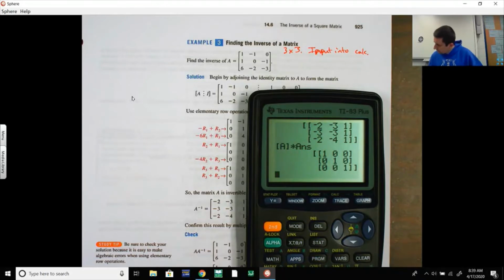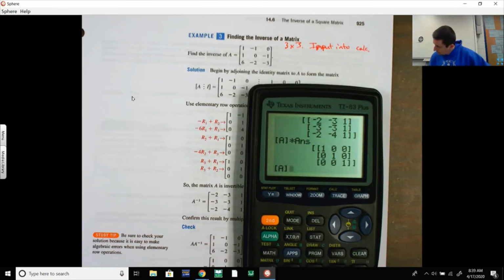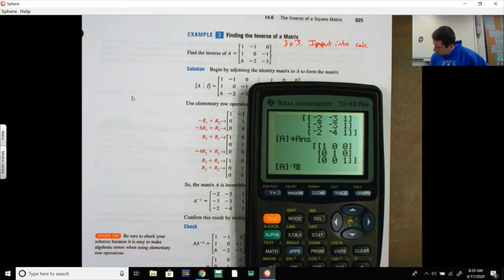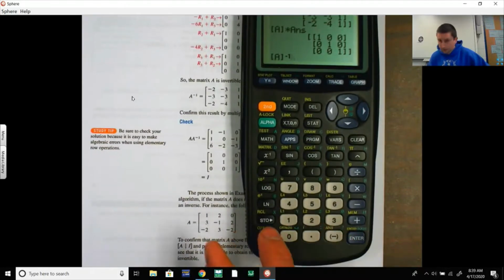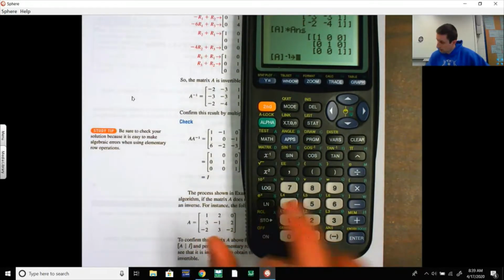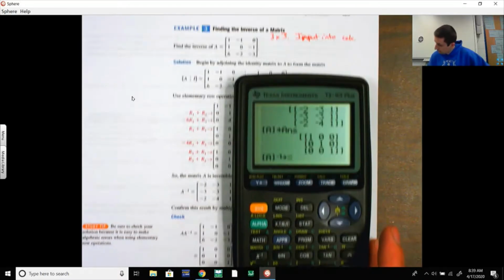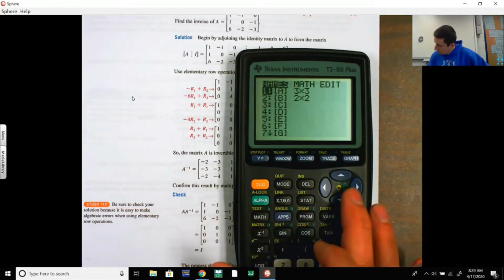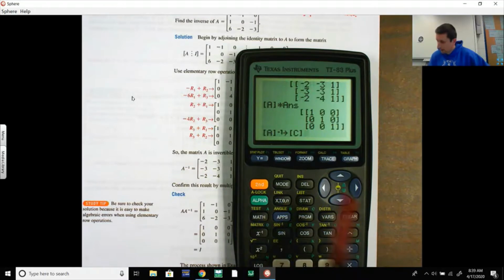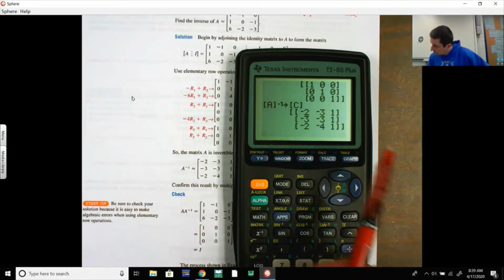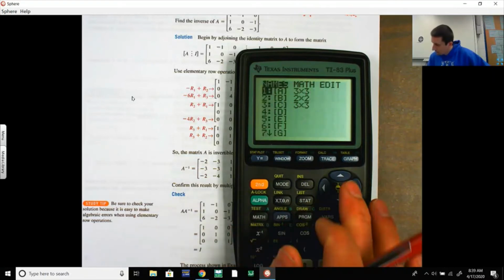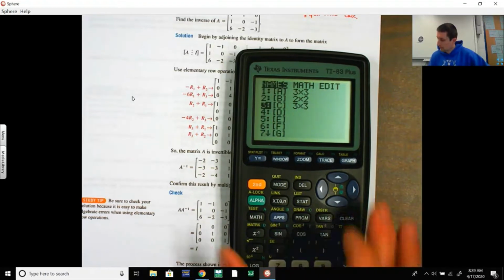I didn't look this up. Let's see if I can store that. If I want to take matrix A, find the inverse, and let's hit this store button right to the left of 1, STO with the arrow. Let's see, I haven't tried this yet. Let's store that into matrix, I'm just going to say matrix C. So let's see if this works. Okay, so if I go back to my matrices, now look, I have a matrix C, and guess what that is?